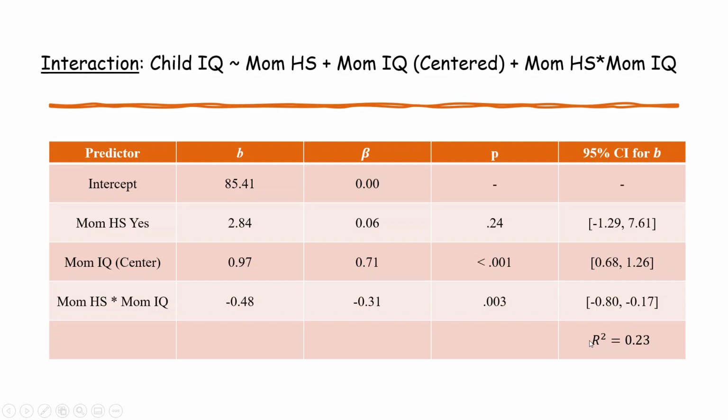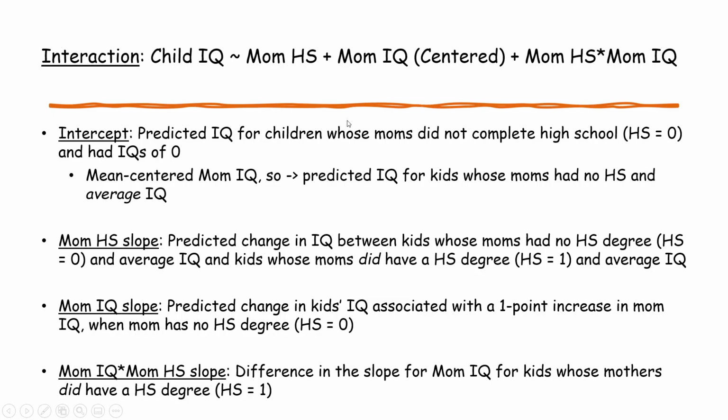And now we see that when we allow this interaction term to be included, now we explain 23% of the variation in child IQ. So we explain more variation. Here's the important part though. So this is just an overview of what these terms mean, and then we'll talk about the specific values.